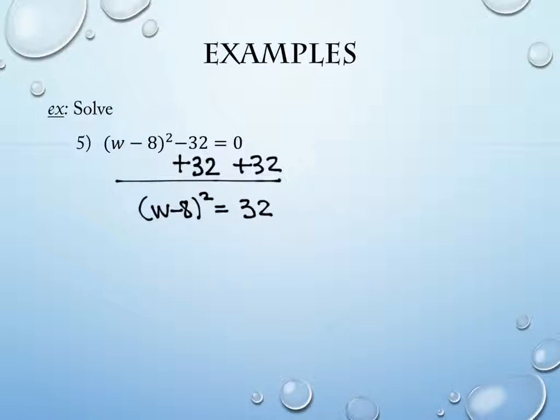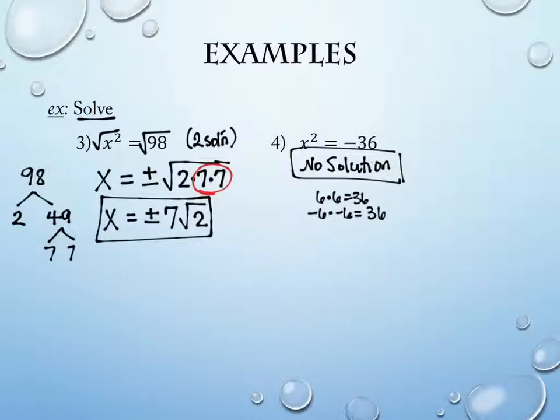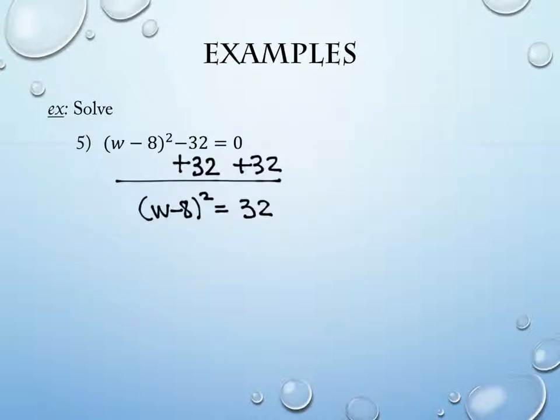Now, if you take a look at this and you were to cover up the w minus 8 and it just said something squared equals 32, won't that look a lot like that last problem that we did, number 3? It does, right? Okay, so that's what we're going to do. We're going to do that same process. This says something squared equals 32.